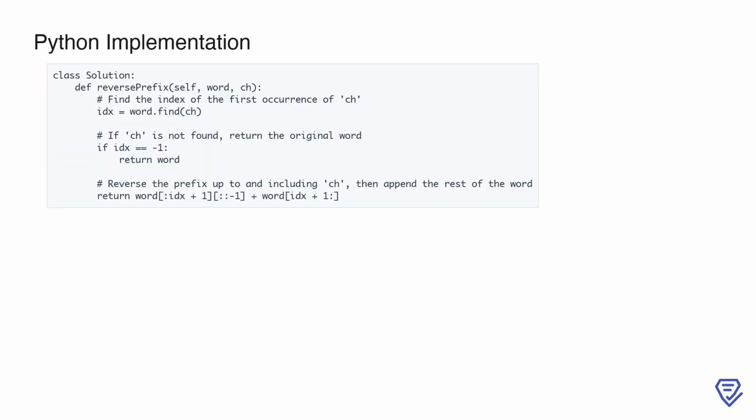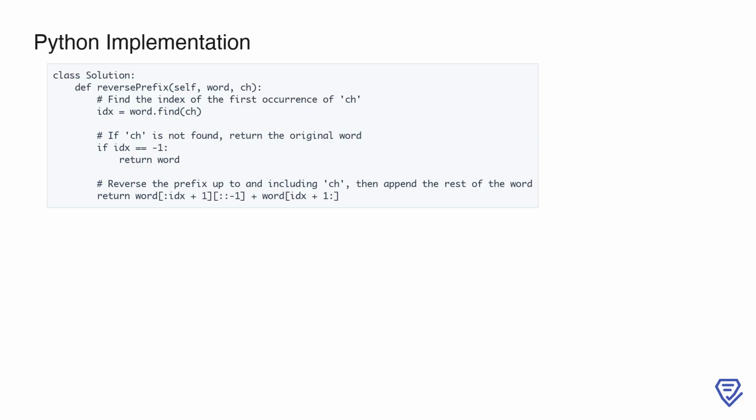The solution to the problem reverse prefix of word is implemented in the reversePrefix method within the Solution class. This function takes two inputs, a string word and a character ch. The goal is to reverse the portion of word from the start up to and including the first occurrence of ch, while leaving the remainder of the string unchanged. Let's break down the code step by step.